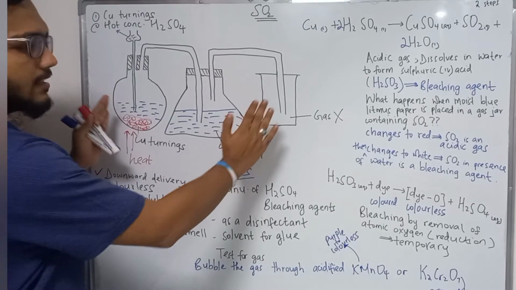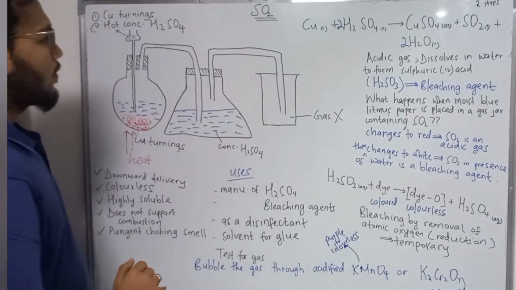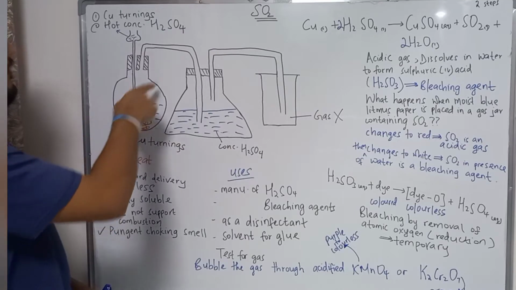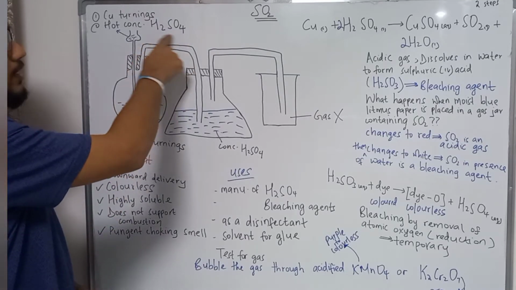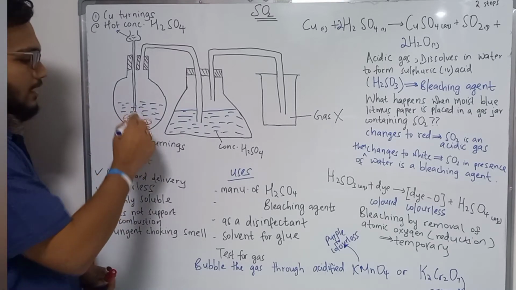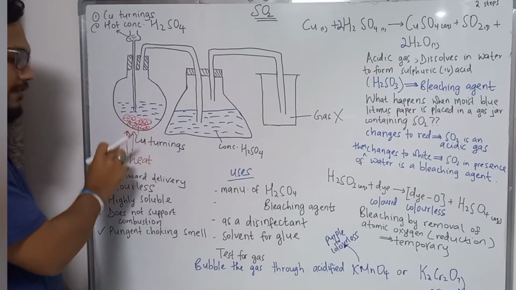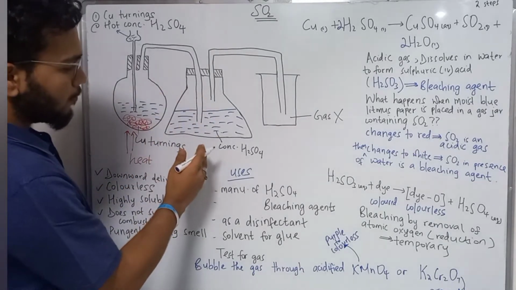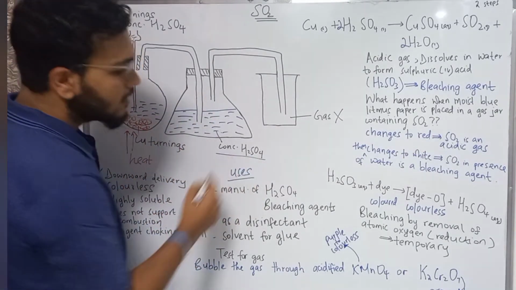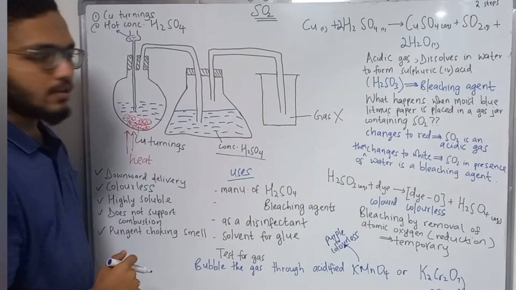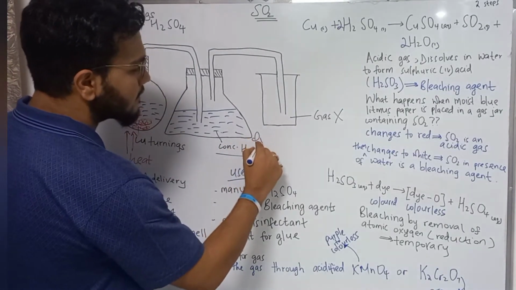So this is the setup that is used. There is a funnel dipped into the concentrated sulfuric VI acid flowing into the round bottom flask, and we have copper turnings and we have heat here. Into the next flask we have concentrated sulfuric VI acid. What is the use of conc H2SO4? It is to dry the gas.